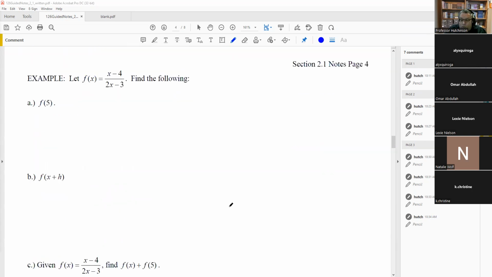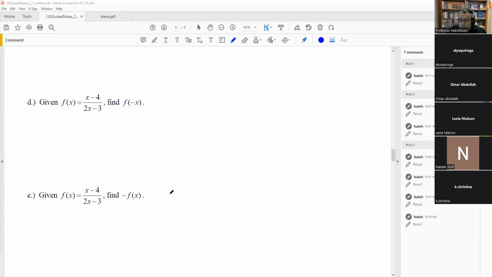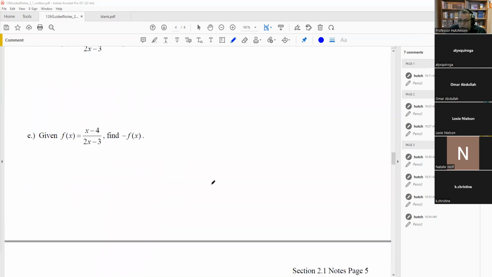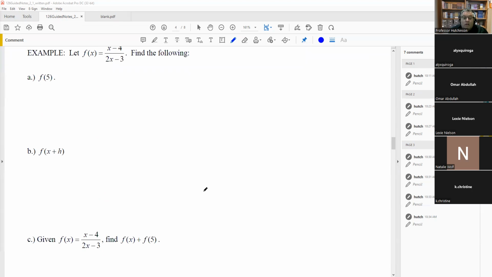All right, so moving on, we're going to do some more things where we're evaluating, but now we're going to take a look at a rational function. And again, we're going to go ahead and run through some of these type of questions here. We got kind of the same ones as before. So let's go ahead and take a look at this right here.